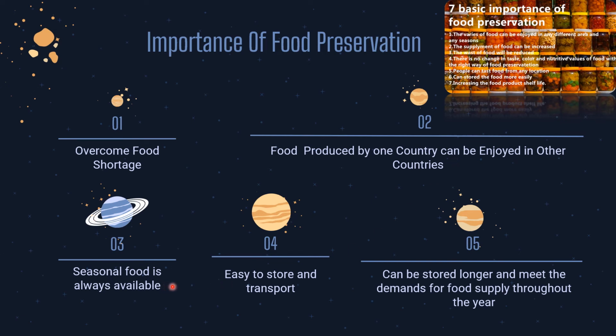Thirdly, seasonal food is always available. Example, durians. Usually durians are seldom found. It's very hard to find because their season is only sometimes. But how is it that we can see durian every time, even though it's not easy to look for durian, but we can still find durian in certain places? How? Because the durian is preserved.